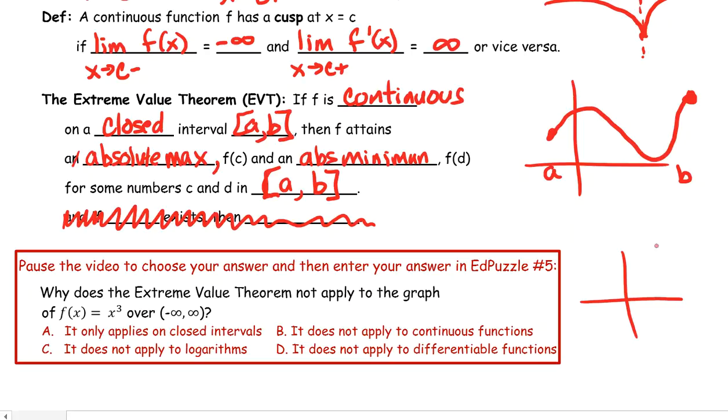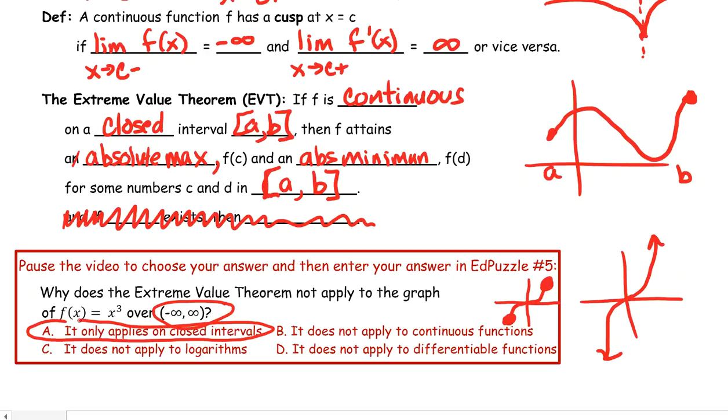The graph of x cubed, of course, rises to the right side and falls to the left side. So on all real numbers, it continues forever, so it has no global max and no global min. So what's the problem? Why doesn't the EVT work? Well, it would if we gave you a limit for the domain. If we started and stopped, then it would. So it only applies to closed intervals is our problem.